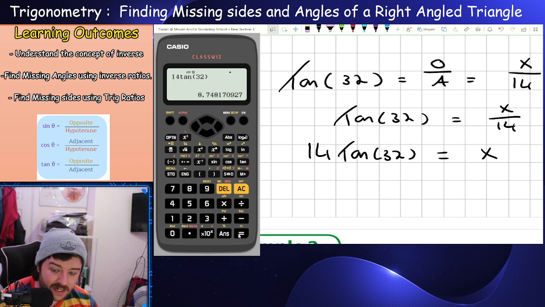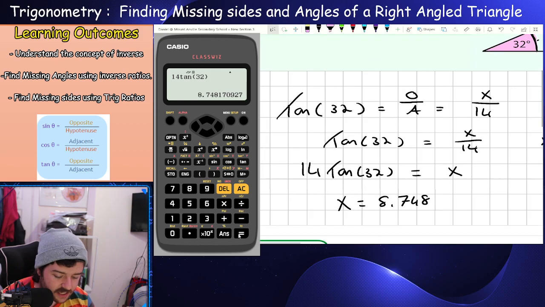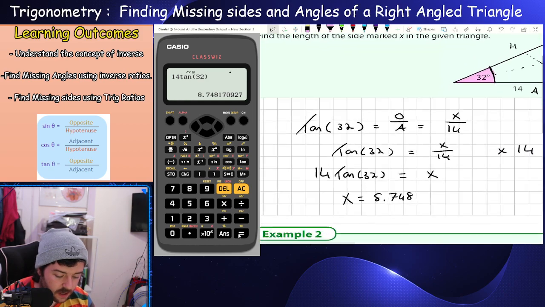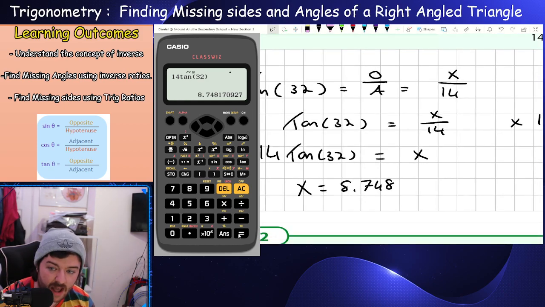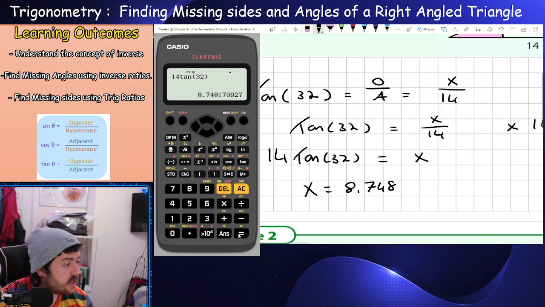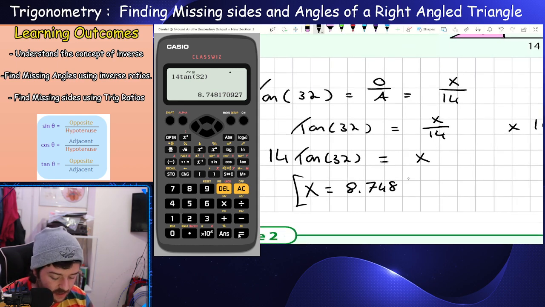So I'm going to get x is equal to 8.748. Now, does it tell me to round? It doesn't, so I'm just going to leave my answer like this. X is equal to 8.748. And does it give me any units? It doesn't. So that's my answer there: 8.748 units. So that's how we find the missing side of a right angle triangle using a trig ratio.